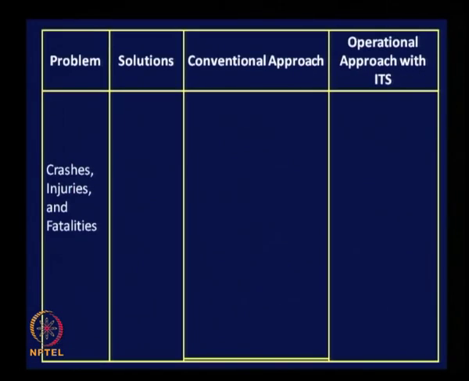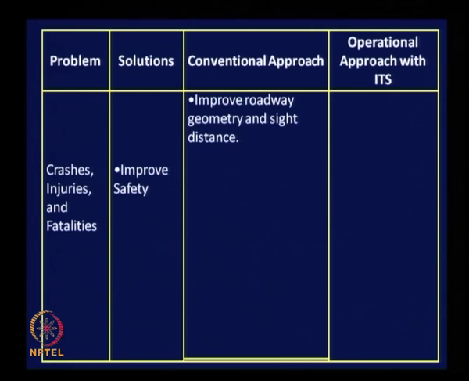And finally, the most severe and important problem faced in urban context is crashes, injuries and fatalities. What is the approach to provide solution to this problem? Obviously, in one word or two words, improve safety. How do we improve safety? The first major step could be improve roadway geometry and sight distance. Then grade separate crossings or construct flyovers at major intersections.